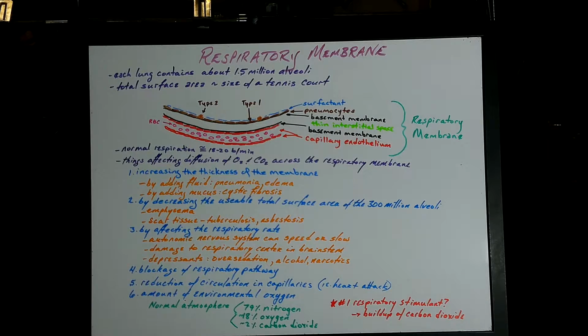Or we can affect the total surface area itself. I already drew a picture of what emphysema looked like. In that case, we're losing surface area because we're flattening out all of the alveolar sacs. But you can also have scar tissue that will reduce the usable lung. Tuberculosis causes tubercle formations inside the lung, and that takes up space.